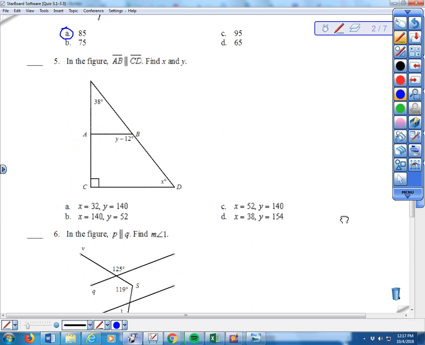Okay. In the figure, AB and CD are parallel. Find X and Y. Well, the first thing I notice is this is a right triangle. Everybody see that? What's the sum of all the angles in a triangle? 180. This is 90. So these two together must equal 90. Right? I don't even have to do the rest because there's only one answer that has X is 52.